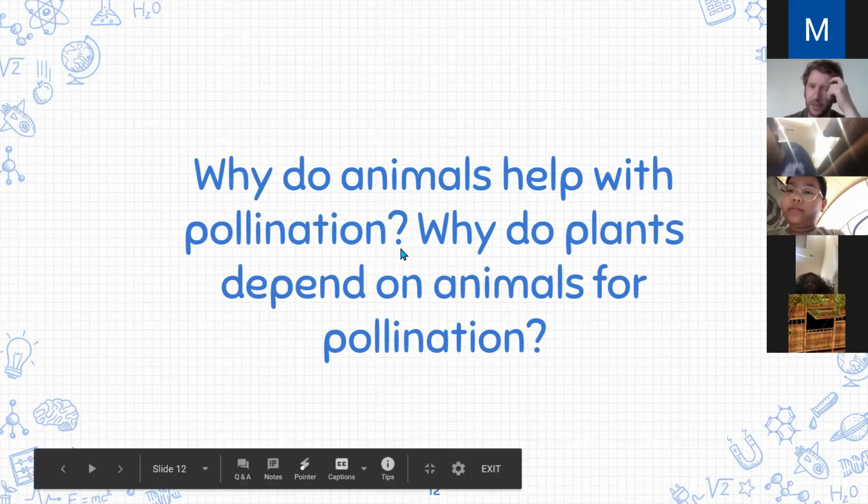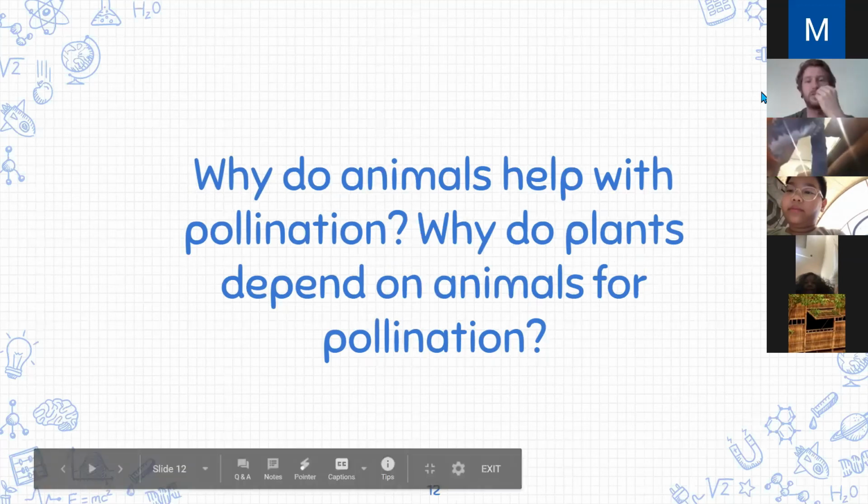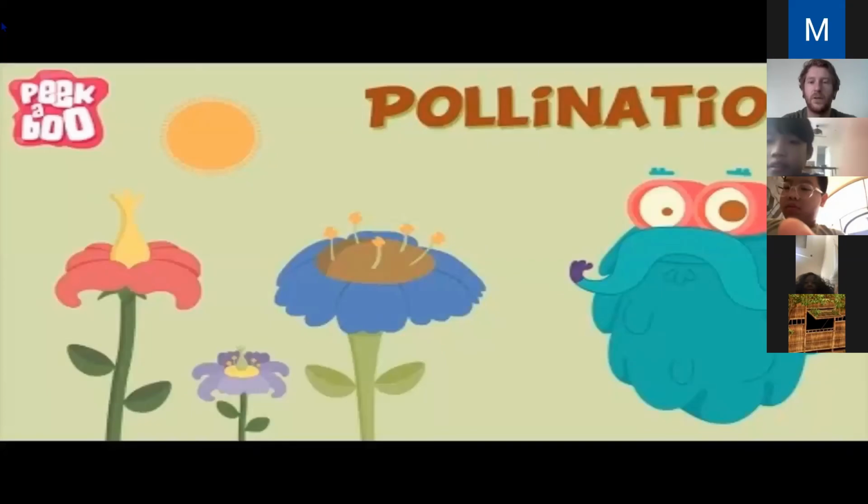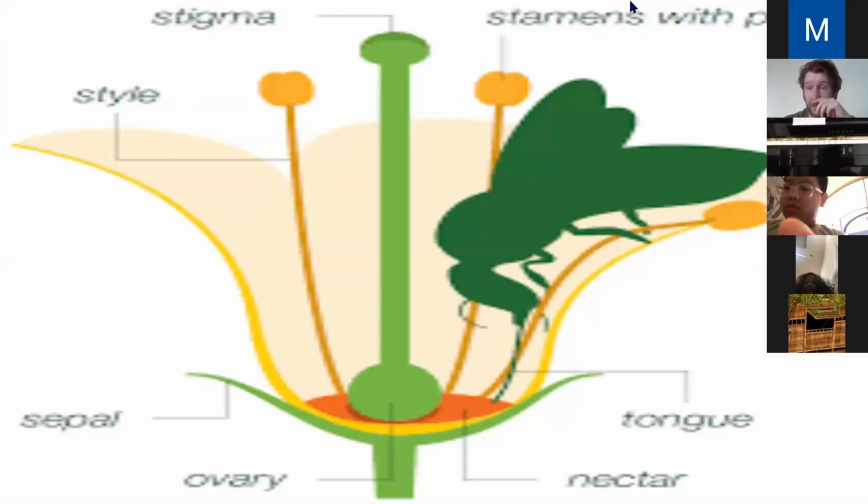Why do animals help with pollination? Why do plants depend on animals for pollination? So let's try that. Why do animals help with pollination? What do they get when they help spread pollen from place to place? So what do animals get when they pollinate? Why does an animal go to the flower? What's it trying to get? Trying to get food, right?